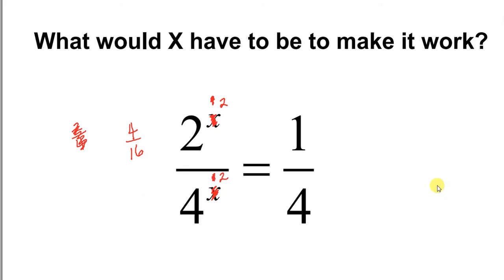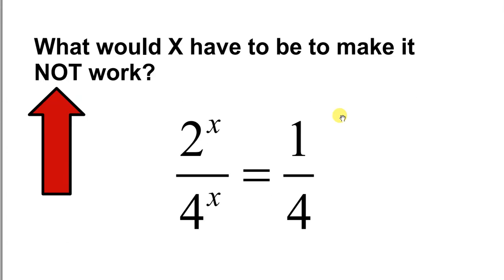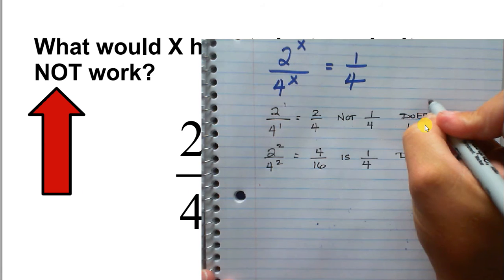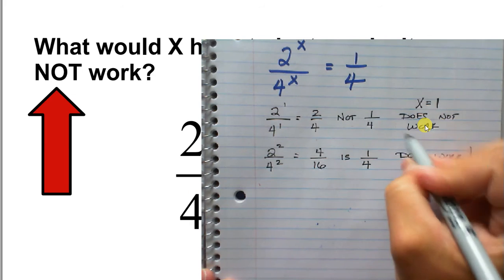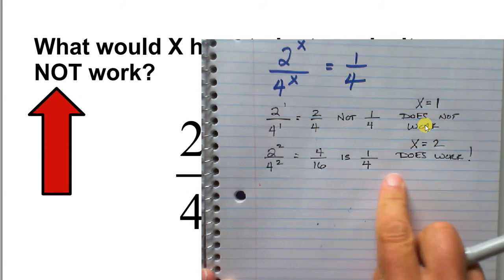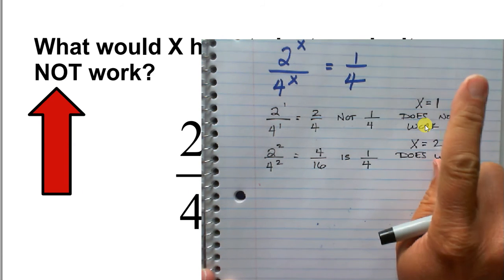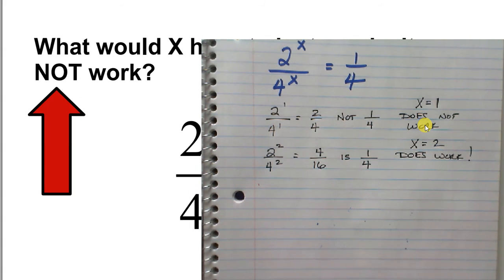Now, we're going to be seeing a lot of problems where we ask what does work. 2 works. What would make it not work? Well, we already found one that doesn't work. We know that 1 doesn't work. Let's put that here. X equals 1 does not work. X equals 2 does work. X equals 3 doesn't work. X equals 4 doesn't work. X equals 5 doesn't work. Everything else doesn't work. There's one thing that works. X equals 2 works. Everything else doesn't work.